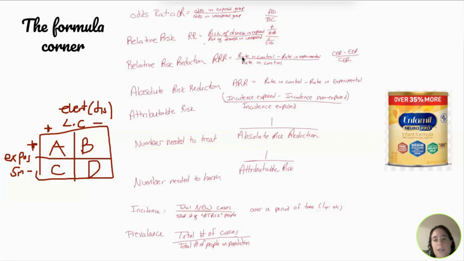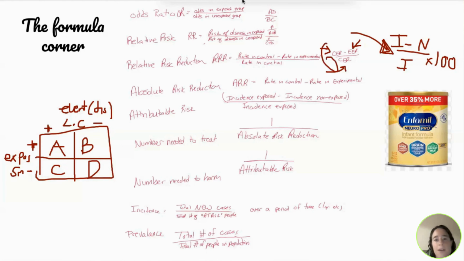For relative risk reduction, it's basically a percent change formula. Rate in control minus rate in experimental over rate in the control group. Or like initial value minus new value over initial value times 100. This is the percent change or percent yield formula that you probably saw all the time in your basic science classes. Or you can see it written as control event rate minus exposure event rate divided by control event rate.